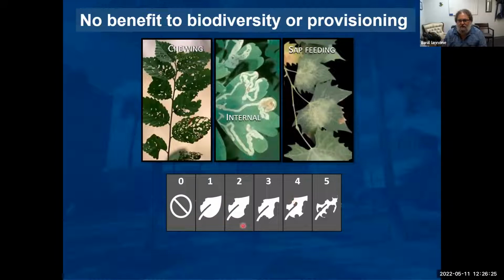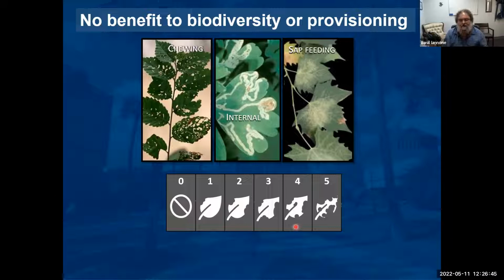So what we did was we ranked herbivory on an ordinal scale from 0 to 5, where 1, 2, and 3 are probably just indicators that the plant's providing a food resource for beneficial arthropods. 4 and 5 is probably an indicator of a pest that's killing your plants, right?